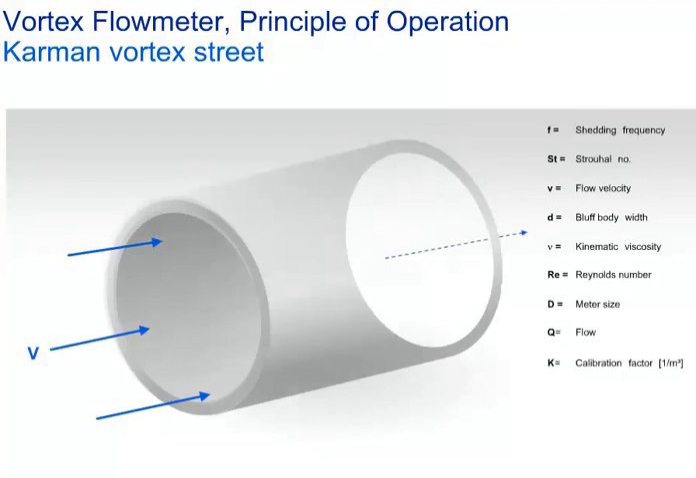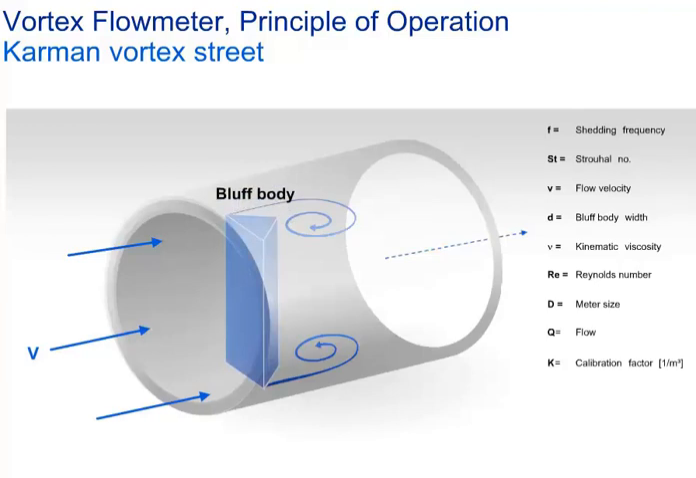To create a Karman vortex street, an obstacle is provided in the flow to shed vortices at the edges of this obstruction. The obstruction in a vortex flow meter is called the bluff body. Over the years, an ideal shape has been found for creating reliable vortices over a long period without any wear at the edges, a trapezoidal bluff body.